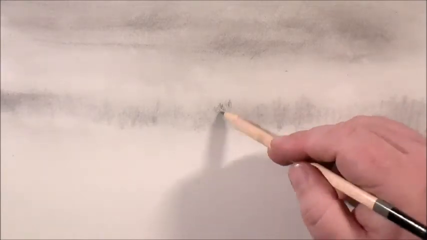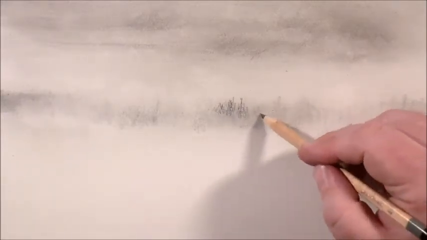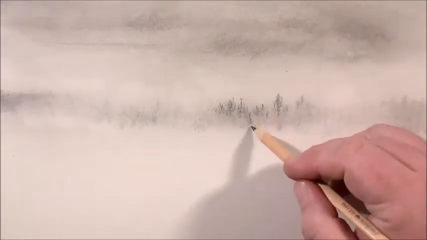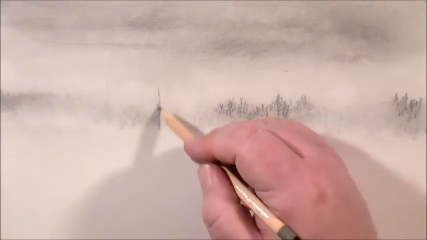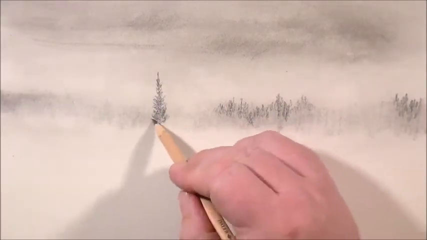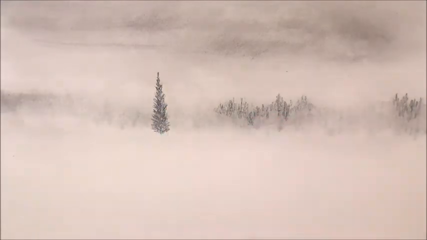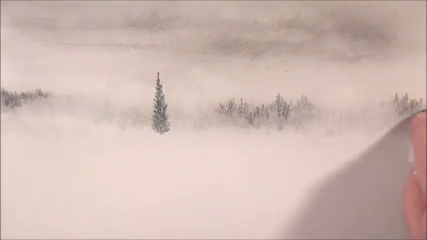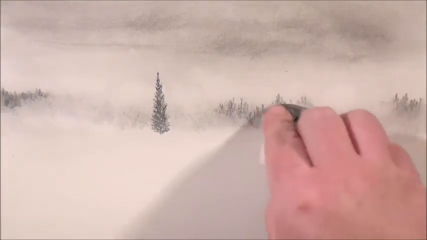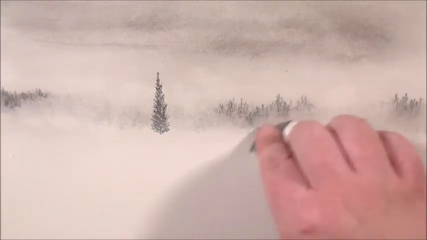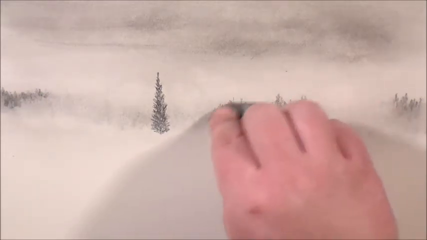But in the meantime, I'm going to add some detail to the trees that are going to be in front of the fog. And I'm still using a 4B pencil for this. And I also decided to add a tree a little bit further in the foreground, or closer in the foreground. And then the next step is just to soften with the napkin, soften the transition between the trees in the distance and the fog.